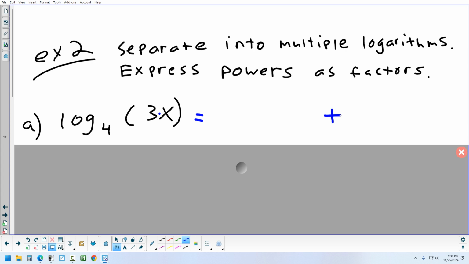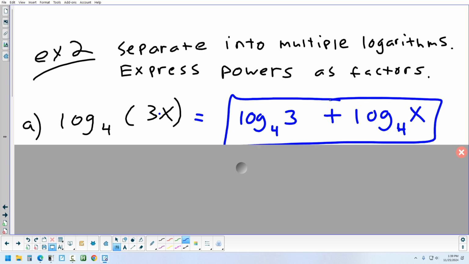We're going to have 2 logs. What is the base on each one of them? 4. It stays exactly the same as the original. 4 and 4. What is going to be the argument to my first log? 3. Plus x. And the argument to my second? That's how you take a log and split it into 2.